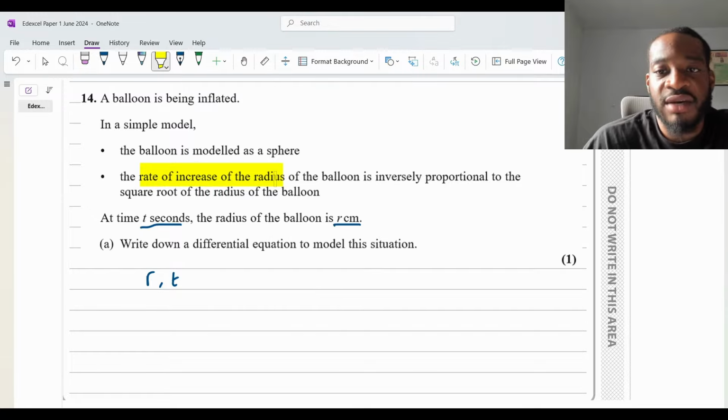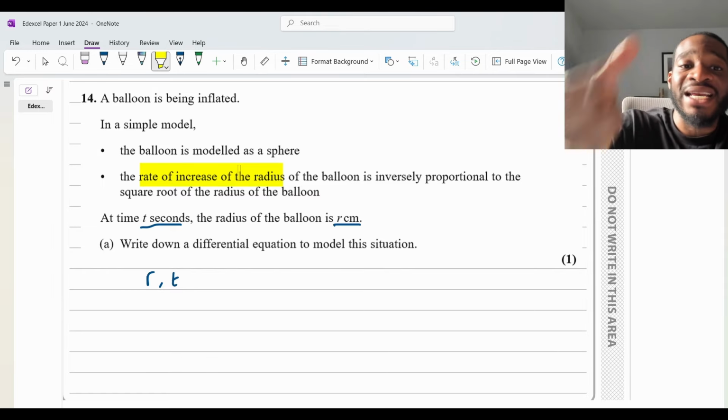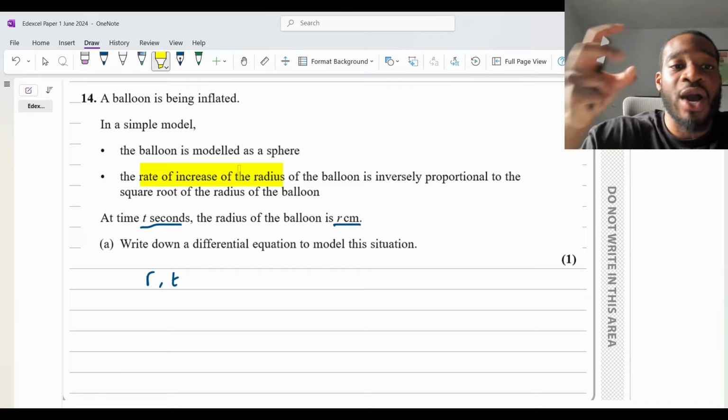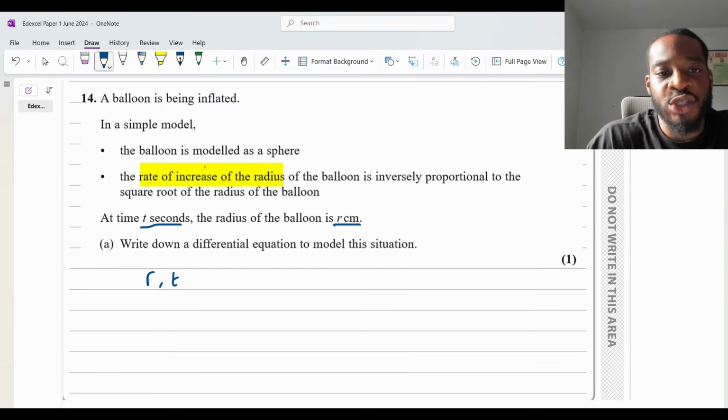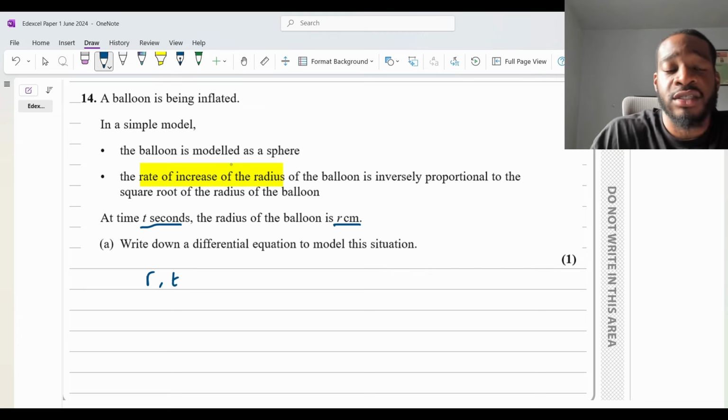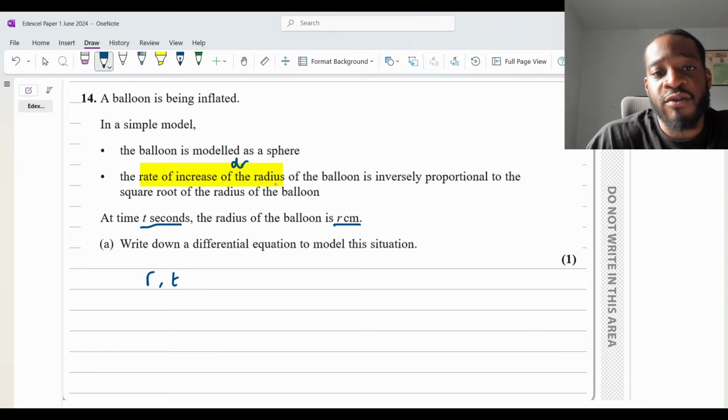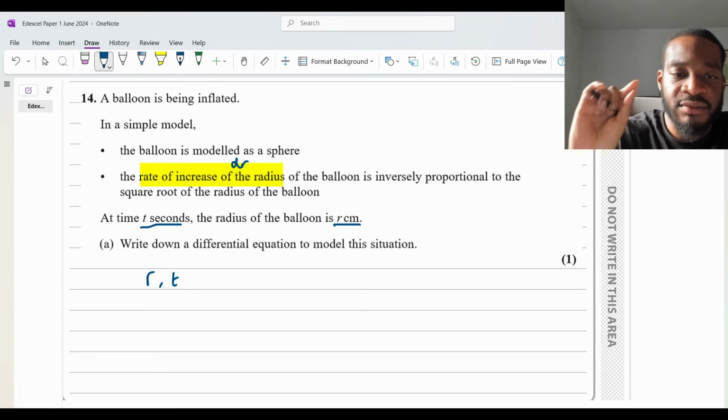So what I always do when I'm doing these types of questions is do it bit by bit. The rate of increase, whenever you see that word rate anywhere in A-level maths, right? It's to do with the gradient. It's dy dx. It's your derivative. So for me, when I see this, the rate of increase of the radius, that is the radius changing. So that has to be dr for sure, right? The rate of increase of the radius of the balloon is inversely proportional, right? Well, think about it like this. Before we get to the inversely proportional part, what is happening as the radius is increasing?